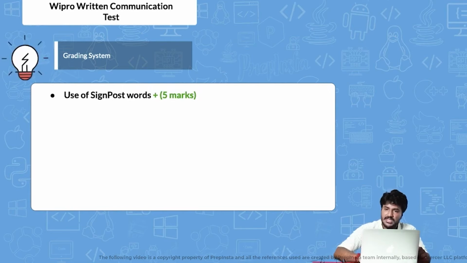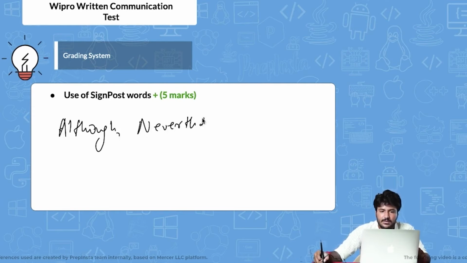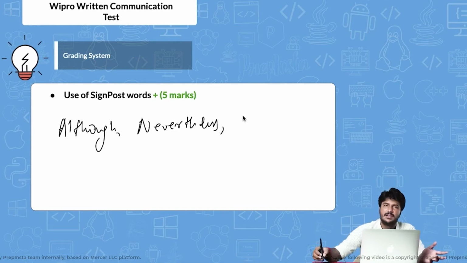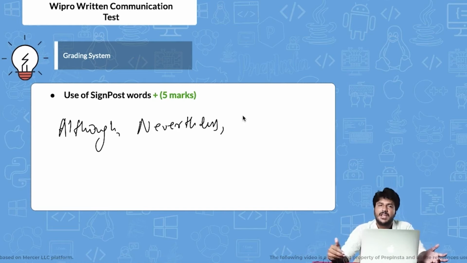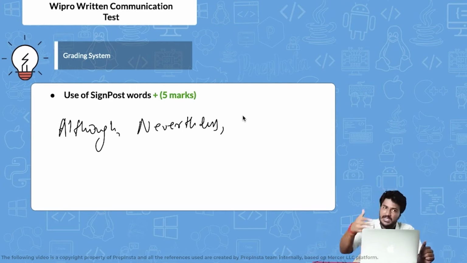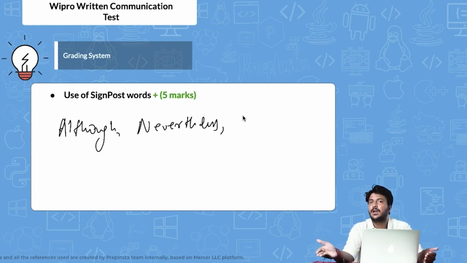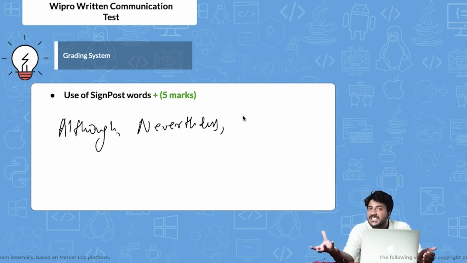So what are signpost words? Signpost words are, for example, although, then, nevertheless, either or, neither nor, because, however. So these are examples of signpost words. You can Google signpost words and you will get the list of all the signpost words that are there. What signpost words necessarily convey is that you are trying to shift the idea of what you were going to say, or you are trying to emphasize a particular thing.